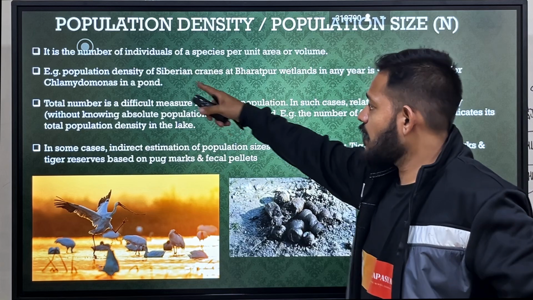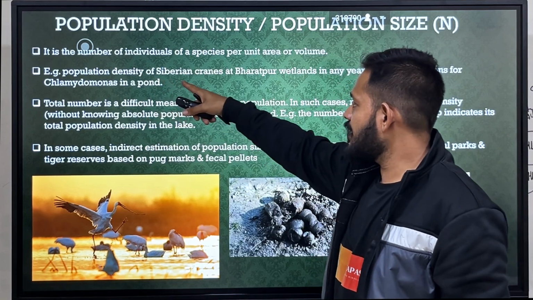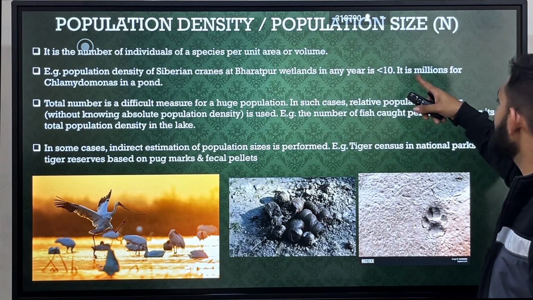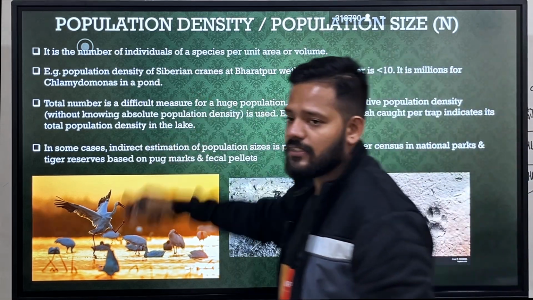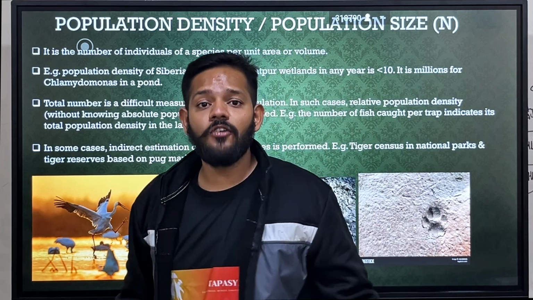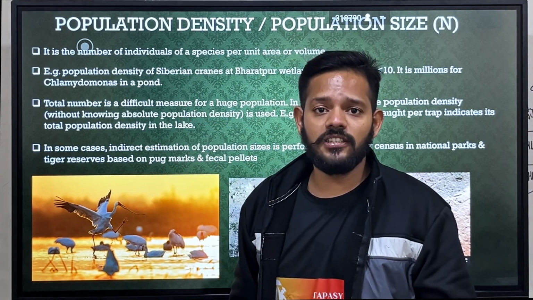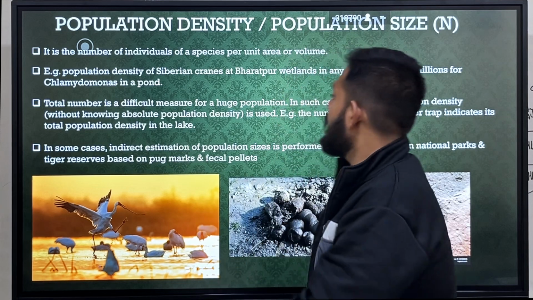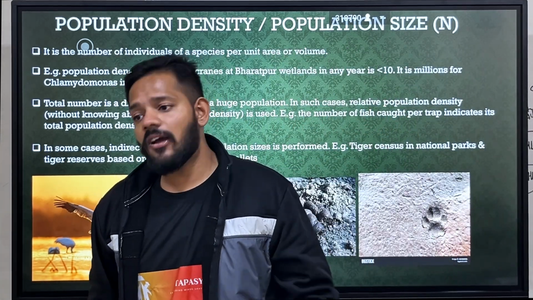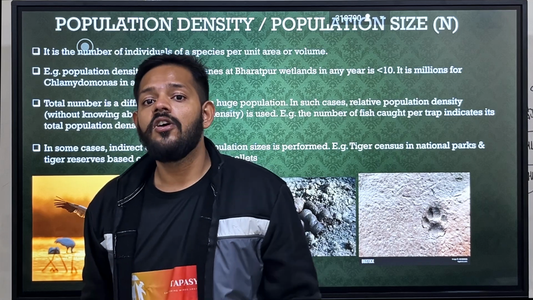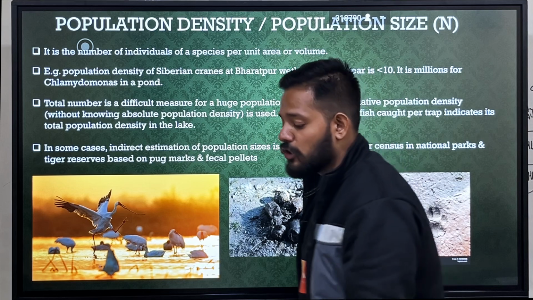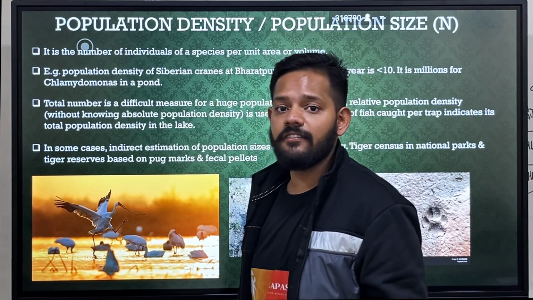Okay, next example. For example, the population density of Siberian crane at Bharatpur wetlands, in any species, is in the millions for Chlamydomonas in a pond. See, it can be more than 10 or less than 10 for a Siberian crane because it is a large, multicellular organism, while it is millions in number for Chlamydomonas in a pond because Chlamydomonas is a microorganism. Okay, so this is your population density, the number of individuals present in a particular area at a given time.